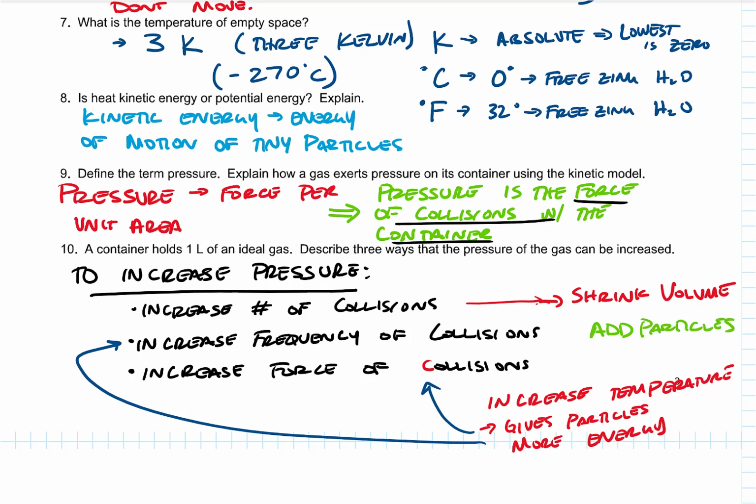The other thing that we could do is we could add particles. We could put more gas inside of this 1 liter container, and adding particles is going to increase the number and possibly the frequency of collisions. So those are 3 ways that we could increase the pressure of an object in terms of the kinetic model.